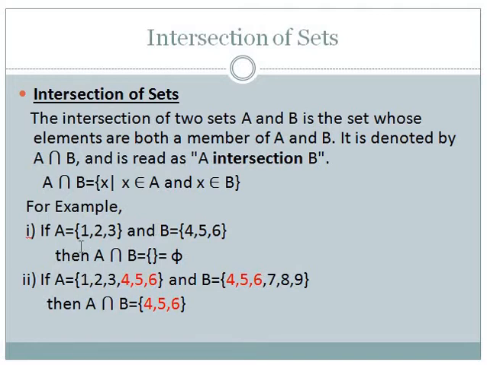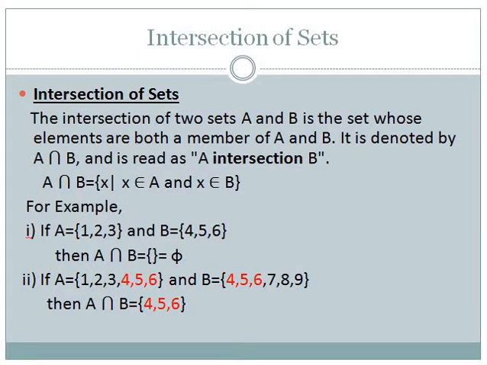So for the first example, A is {1, 2, 3} and B is {4, 5, 6}. Who are the members of the intersection set? There is no one. So the intersection of A and B is phi, the null set. For the second example, the members of A ∩ B are 4, 5 and 6, because 4, 5, 6 belong to both A and B.